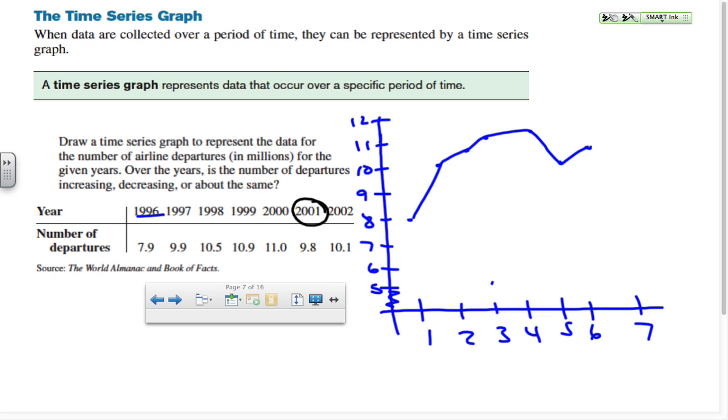But in 2001, that is the year that September 11th happened, and we had the bombs, and actually a lot of people stopped flying. It almost ruined the airline industry in the United States. Things have changed quite a bit since then. But it's interesting to see the picture of how that happened. So that's a time series graph.